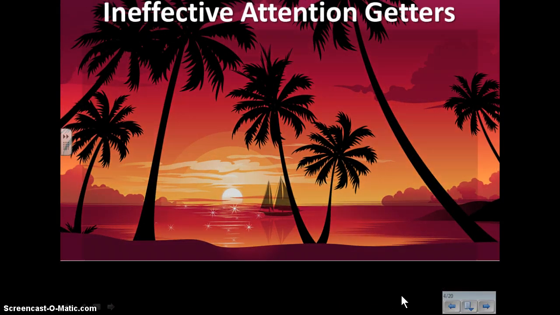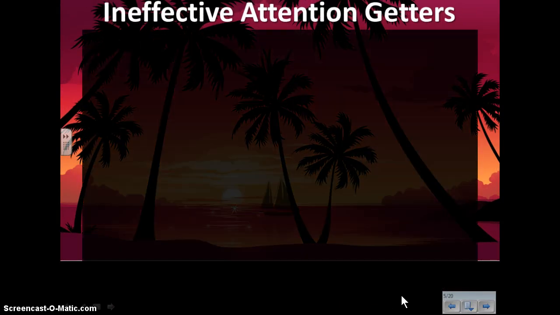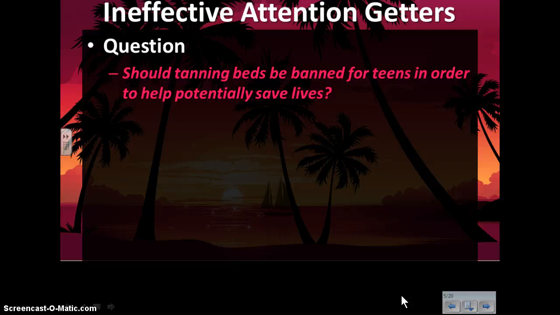So next we're going to talk about ineffective attention getters. And I think that some of you have probably used these in essays before, and that's okay, but you just need to know that from the sophomore level on, we're really looking for something more advanced. So one type of ineffective attention getter is a question, like, should tanning beds be banned for teens in order to help potentially save lives? The reason this isn't really effective is just because it sounds like you don't really know what the answer to that topic is. It just sounds kind of juvenile.